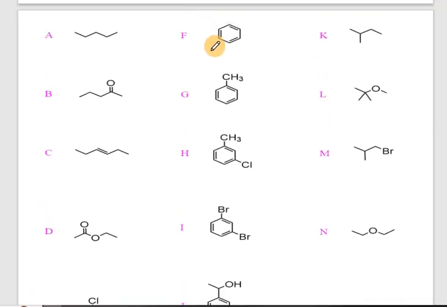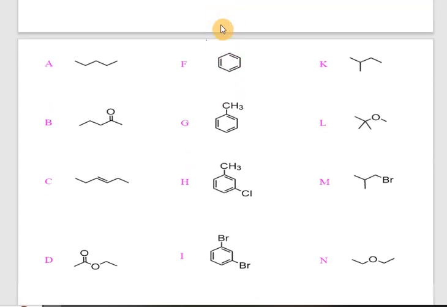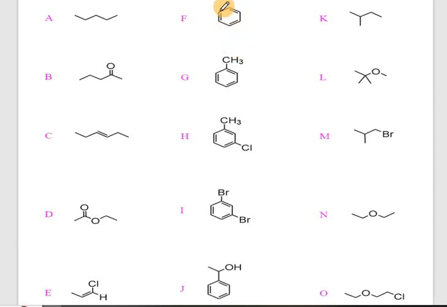Let's look at F. So for benzene, all the hydrogens around them is the same. That's for benzene. So for benzene structure, it displays only one signal for proton NMR and one signal for carbon 13 NMR.